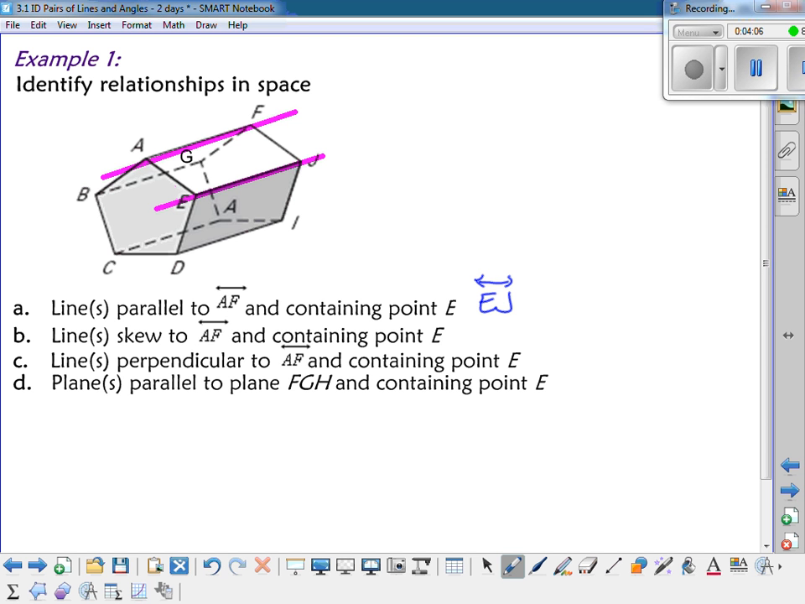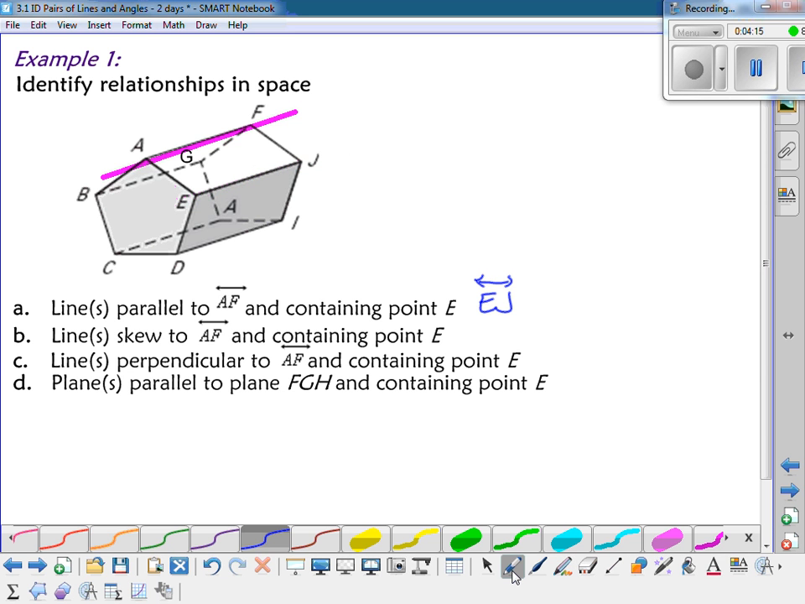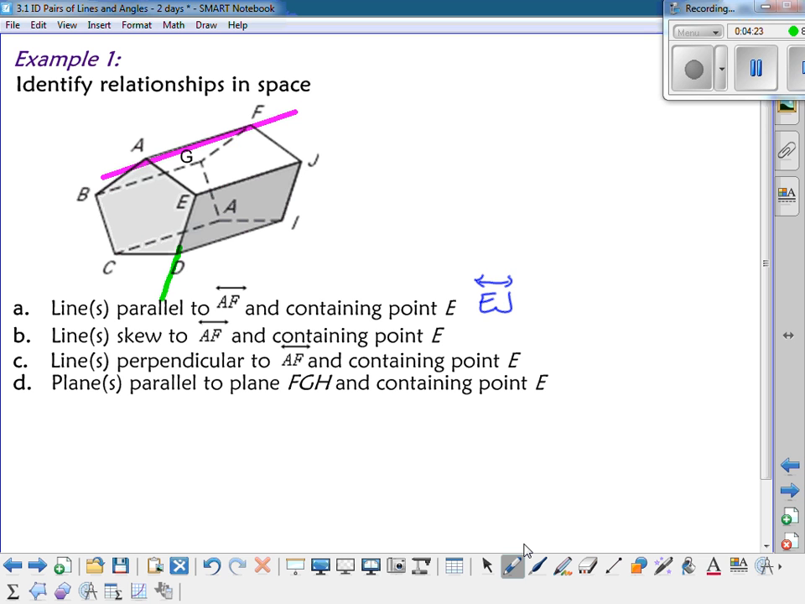And if I want to know a line that's skew to AF and contains point E, let me erase this one. There's a number of lines I could choose for that. Nope, actually, there's only one line I can choose for that, because it has to go through point E. And so that would be line ED.